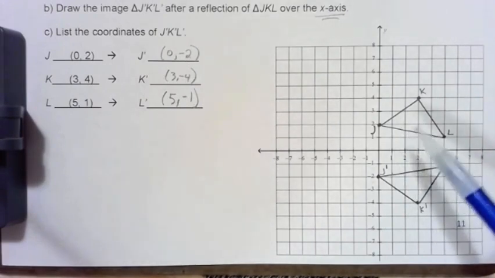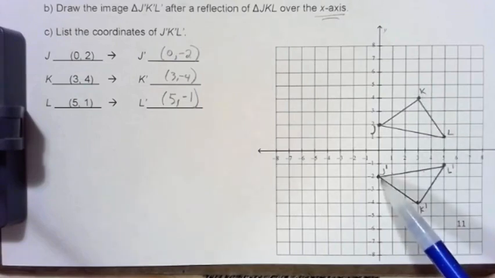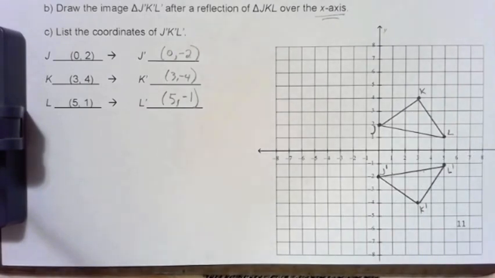So here we are again. If we look at the letters J to K to L, but if we look at the letters of the image, J prime to L prime to K prime, notice that they're not going in the same order. The orientation was not preserved under this reflection. So that was the first thing that we were trying to do, reflect over the x-axis.